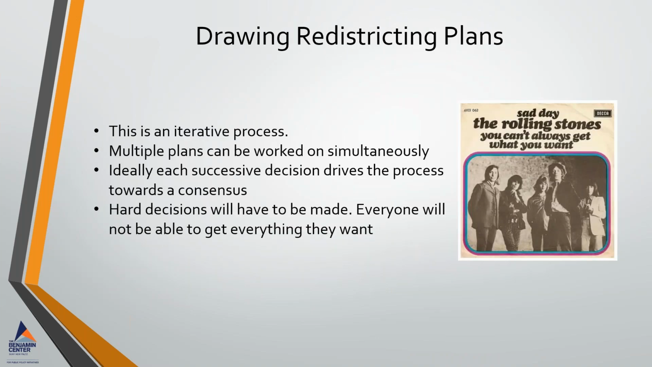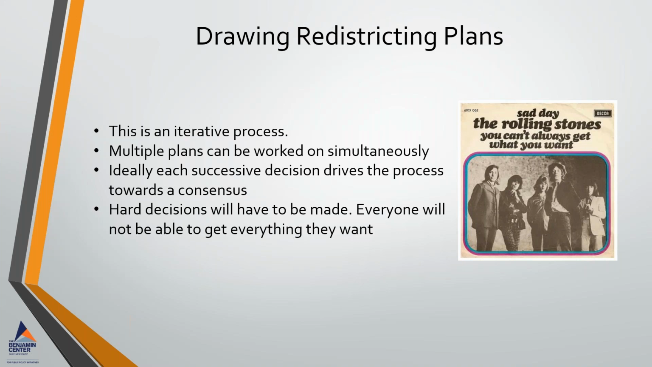So drawing the redistricting plans is an iterative process. A consultant doesn't come in and say, this is the way that you should do it, and then you either accept it or don't accept it. Multiple plans can be worked on simultaneously because you have competing priorities. Ideally, what ends up happening is successive decisions drive the process towards a consensus.